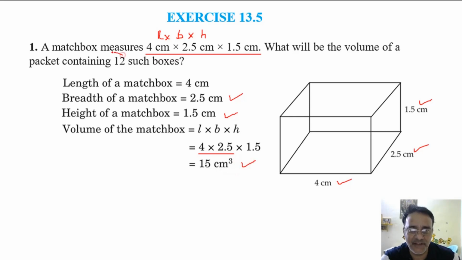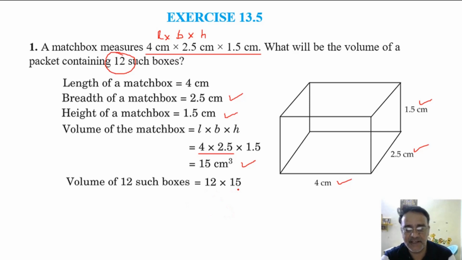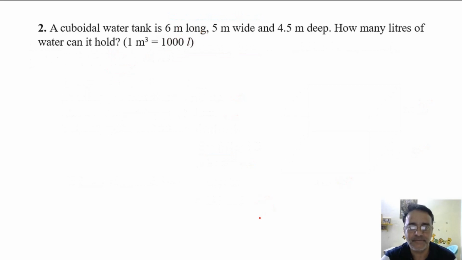Now we have to find the volume of 12 such boxes, so we have to multiply by 12. So 12 into 15 is 180 centimeter cube. So this is the first question. Any doubt in this question? No, sir. Okay. Now we'll move towards question number 2.